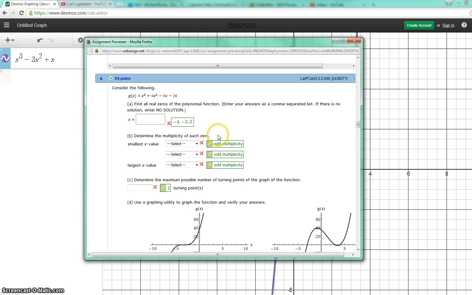So in this section they asked you to find the zeros. And somewhere in here they talk about multiplicity. Multiplicity is if you have a solution that happens more than once.